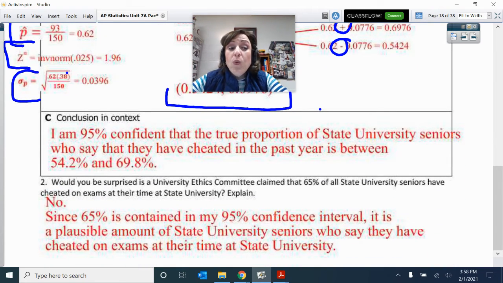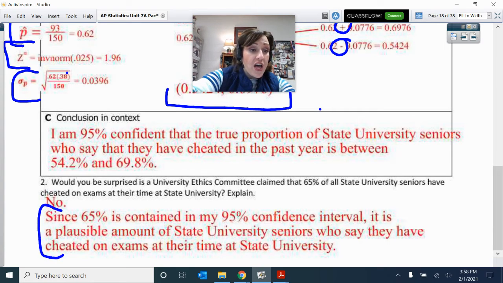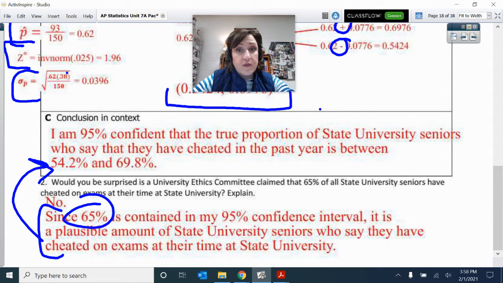Now, would I be surprised if the ethics committee claimed 65% of all state university seniors have cheated? And no. And your reason for that is because this 65 is within my 95% confidence interval. So I do not have any, so it's a very plausible amount. I don't have the evidence to say it could be somewhere else.